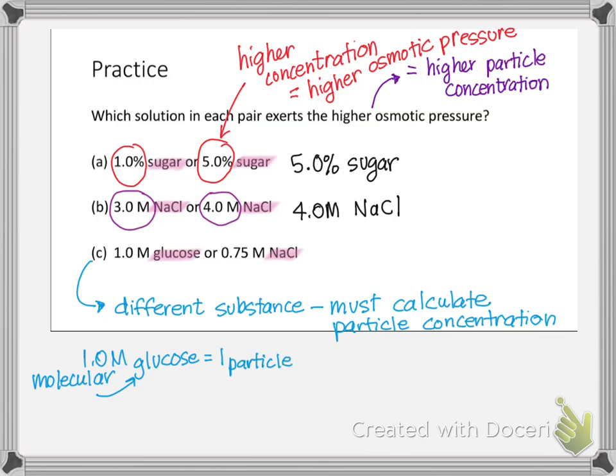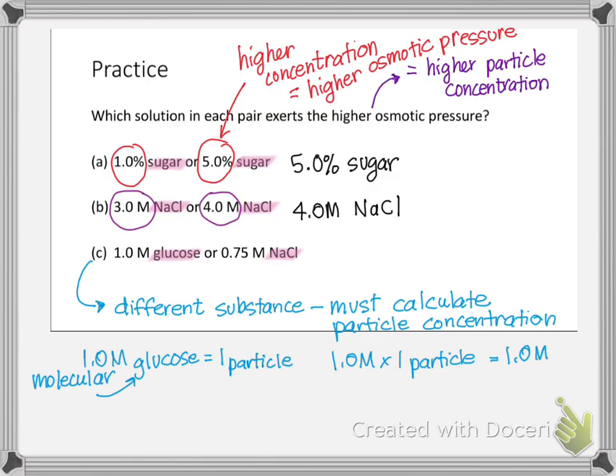To figure out the concentration of the particles, we're just going to multiply the concentration by 1, and so we get the same thing. Really, we wouldn't even have to multiply it by 1. I'm just doing it for emphasis.